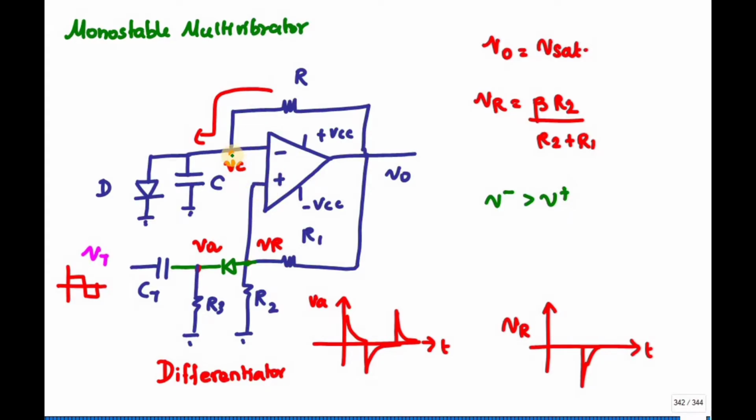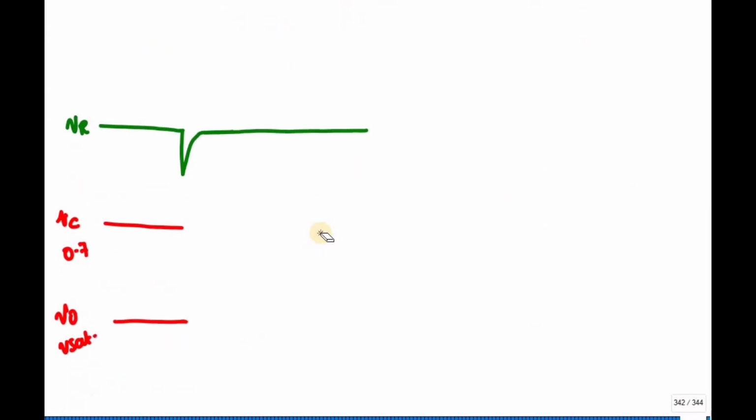So what will happen? The capacitance starts to discharge. It will discharge till the point that is called minus beta V sat. So it will discharge up to minus beta V sat.